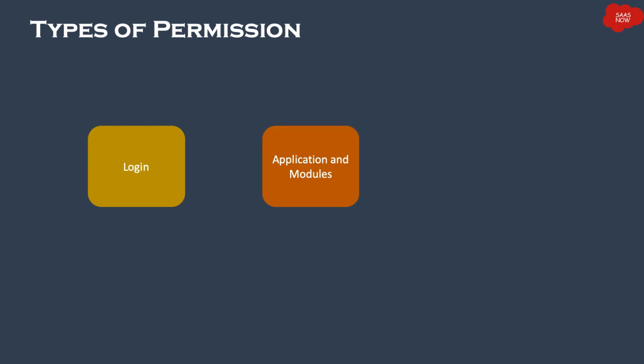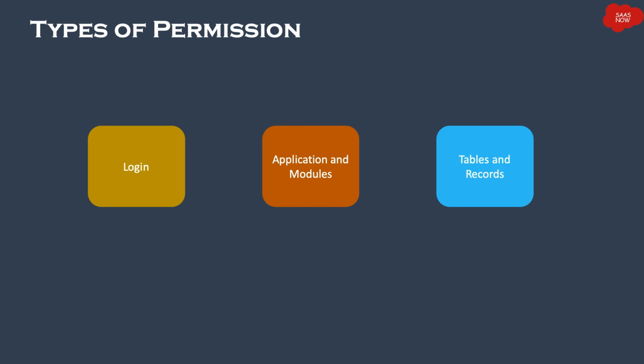Next level of security we have is applications and modules. Once a user is logged in, the next level of security is visibility of applications and modules, which is on the basis of roles assigned to a logged in user.